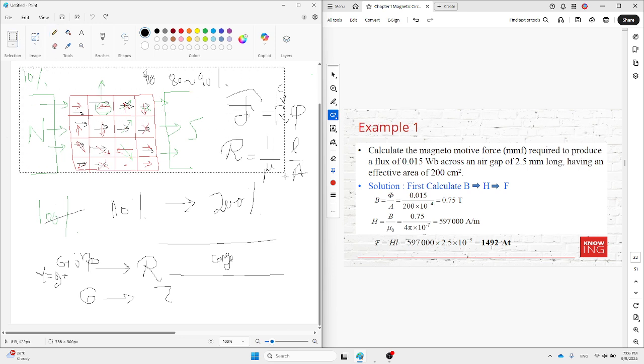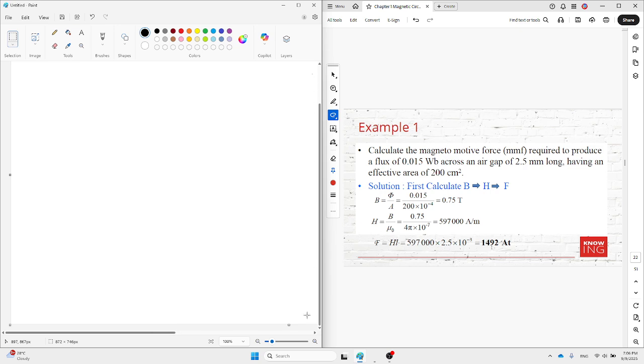So how can we calculate that one? Let me clear this screen. As you can see, for the solution, first we have to calculate B, the flux density, then H, then MMF. So what was B? B was phi over A. The phi is given. The flux is 0.015. The A is also given.